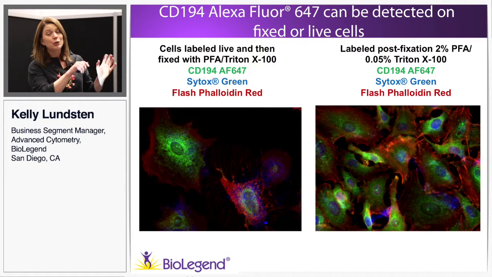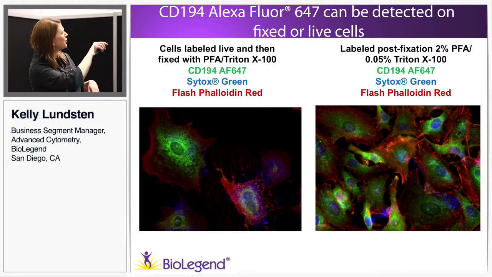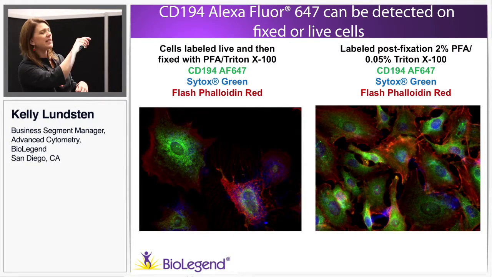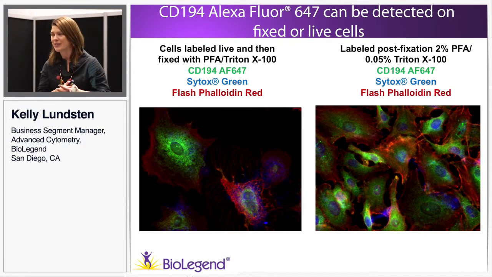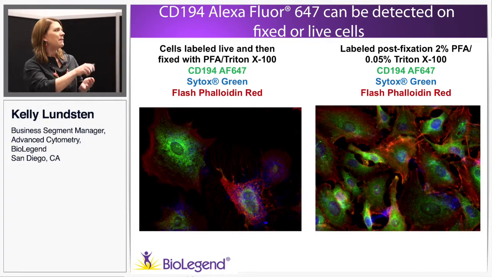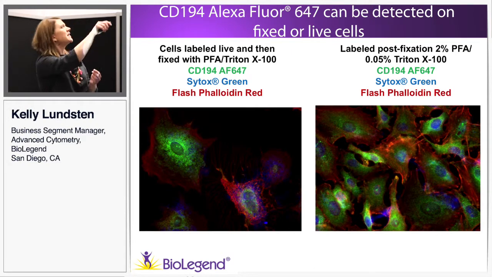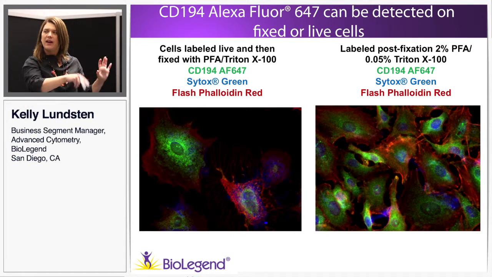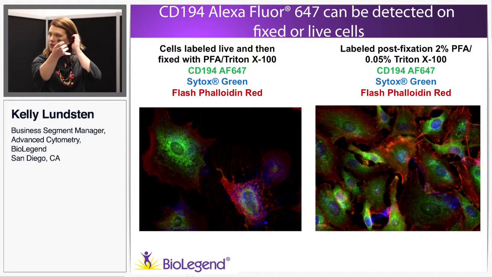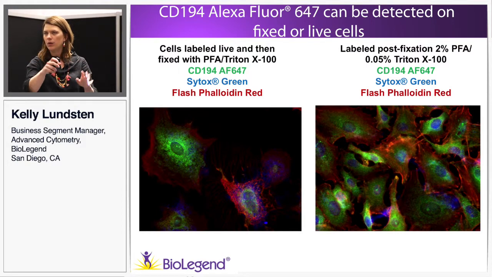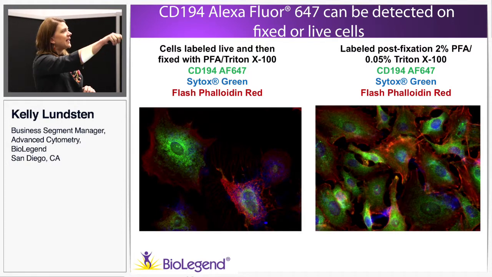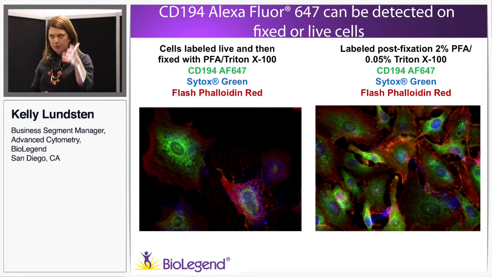So in this instance, what you should be seeing is the green staining here is the CD194 Alexa 647. It was really beautiful staining on my live cells. When I fixed the cells, so the cells are labeled live, and then they're fixed, and then they go straight to the scope, I mount them in antifade, we're golden. In the second instance, this image here, the cells were fixed first, permed, and then the reagent was added.